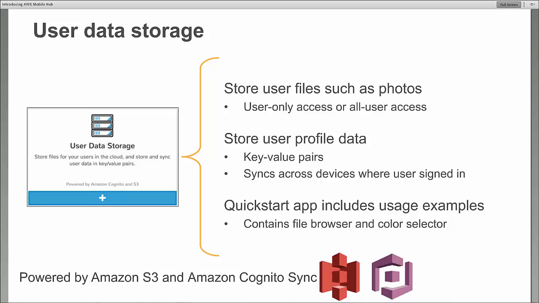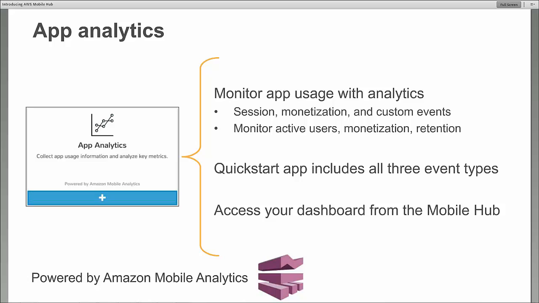And then user data storage. Being able to store user files such as photos and so forth, and key value pairs, whether that's putting data into Amazon S3, or key value profile data, for example, into Amazon Cognito Sync. We also provide the code for that. App analytics as well, using Mobile Analytics, being able to track your sessions and also have custom events inside your app, and a model for how that's done.